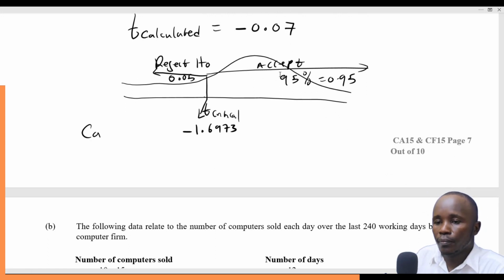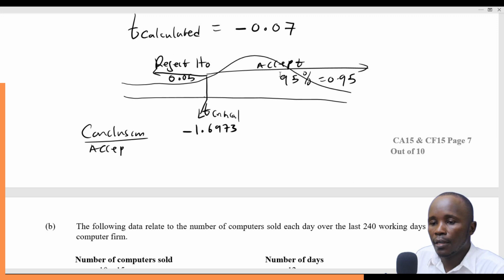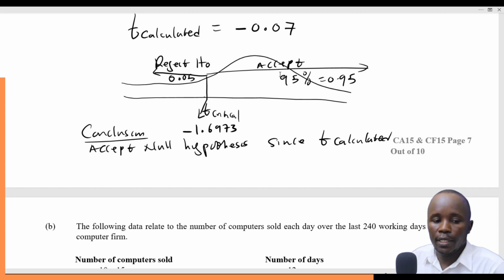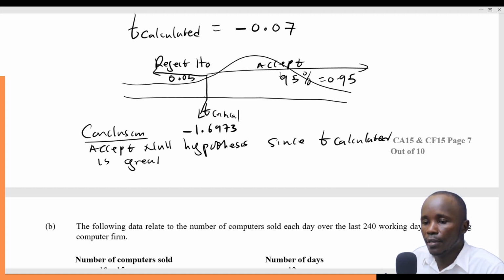Conclusion. You say accept null hypothesis, since T calculated is greater than T critical.